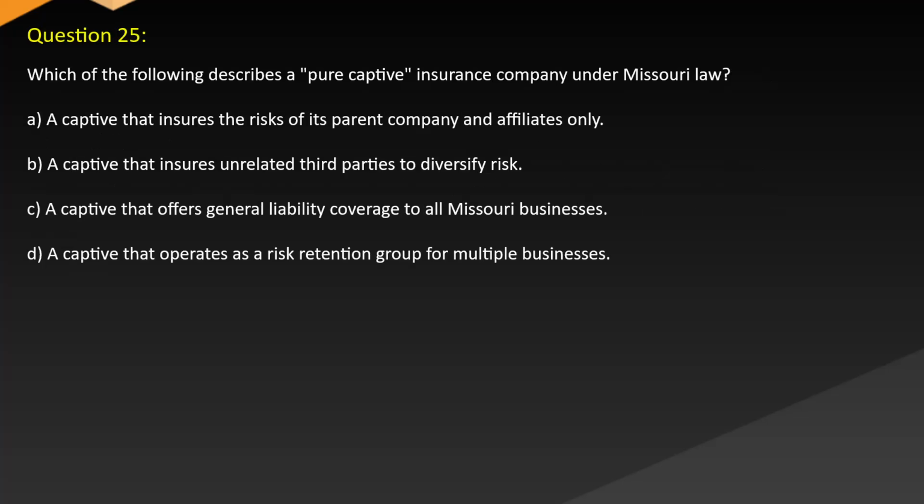Question 25. Which of the following describes a pure captive insurance company under Missouri law? A. A captive that insures the risks of its parent company and affiliates only. B. A captive that insures unrelated third parties to diversify risk. C. A captive that offers general liability coverage to all Missouri businesses. D. A captive that operates as a risk retention group for multiple businesses.